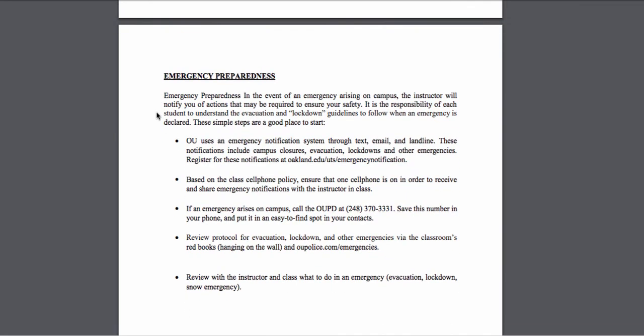In terms of emergency preparedness, this is typically more for online or on-campus classes, but you can go ahead and take a look at that as well.